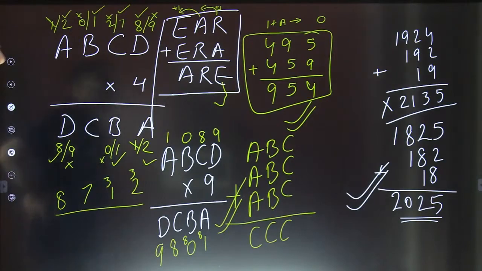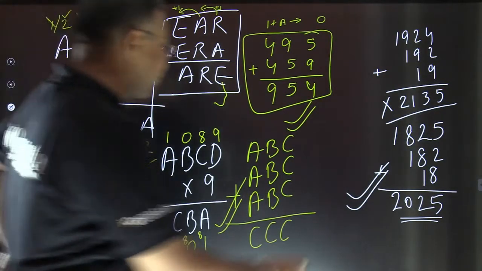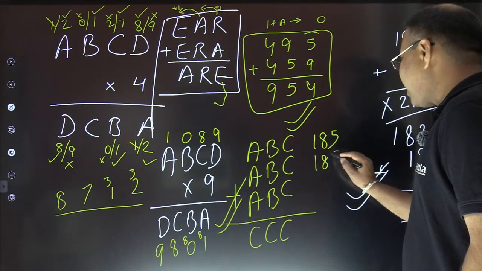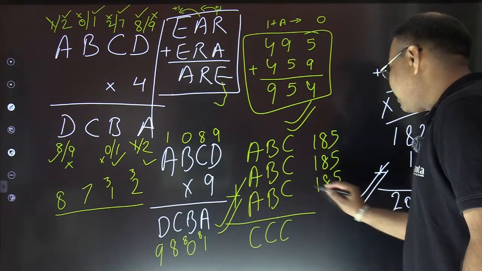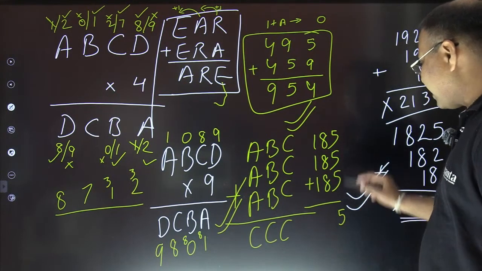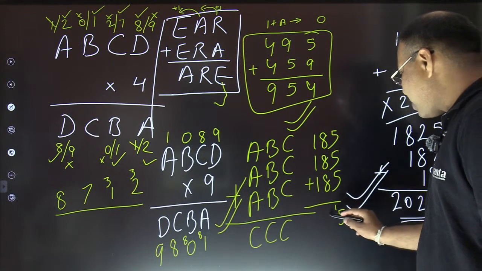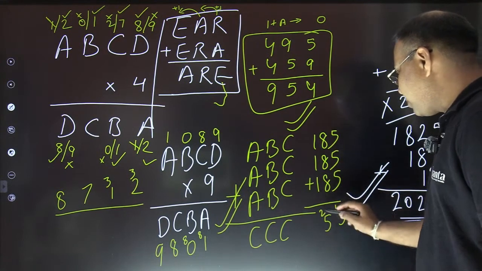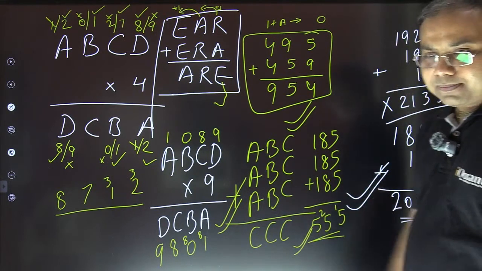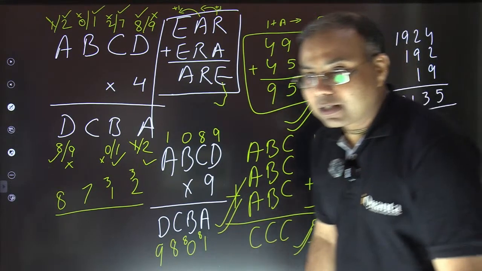Yes, perfectly fine. It is 185. We can easily verify. So 185, 185, 185. If we add them, so 5, 5, 5, 15 ka 5, 1 carry. Then 24 and 1, 25 ka 5, 2 carry. 3 and 2, 5. So that's certainly the right answer. And the first step obviously was to figure out the first.